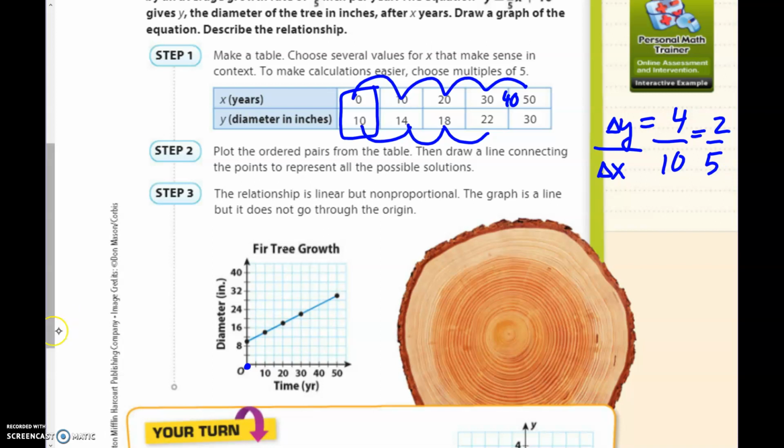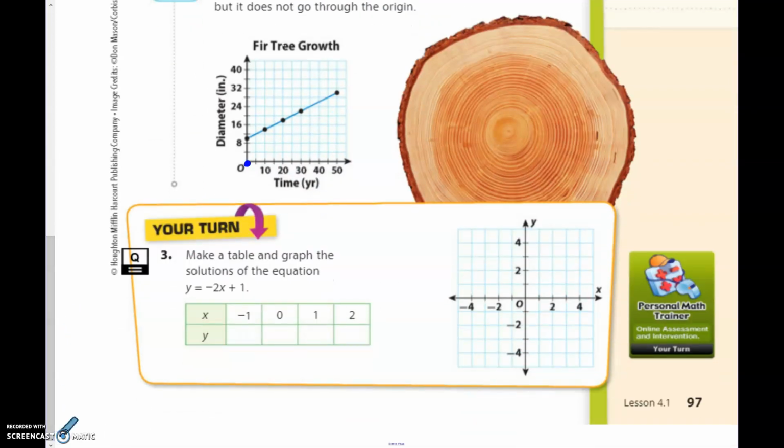All right, let's look at the your turn here at the bottom. What are they saying? Make a table and graph the solutions. All right, so they picked numbers for us. They're saying, hey, plug a -1 in for x. So we're going to use this equation, and we're going to replace x with a different number every time. So I have -2 times x plus 1. So what number am I putting in there? I'm putting in a -1. So -2 times -1 is 2 plus 1, we get 3.